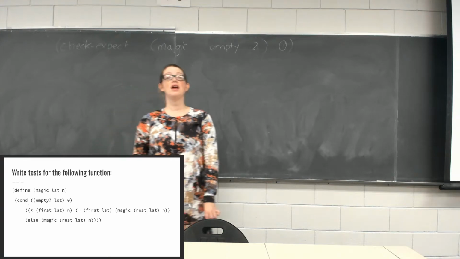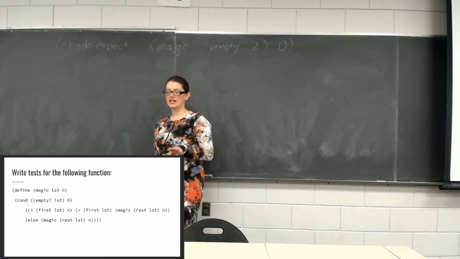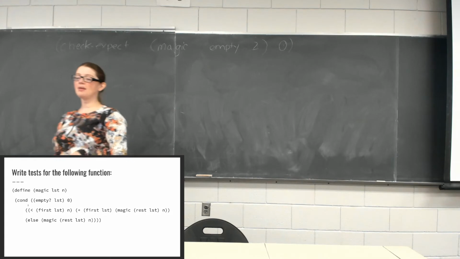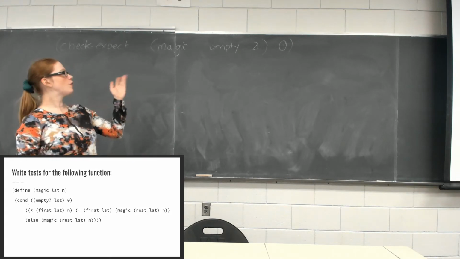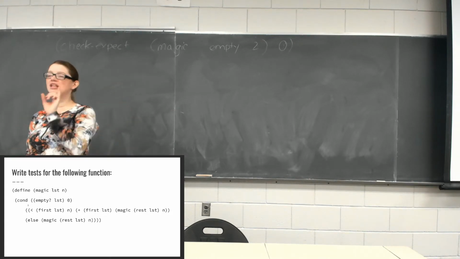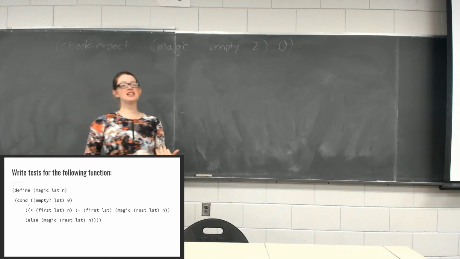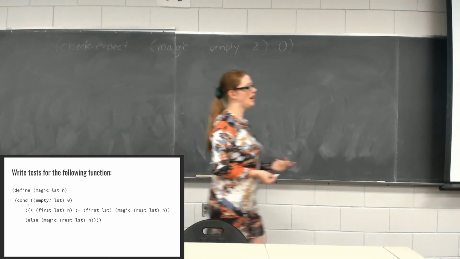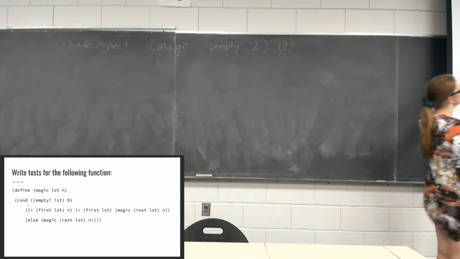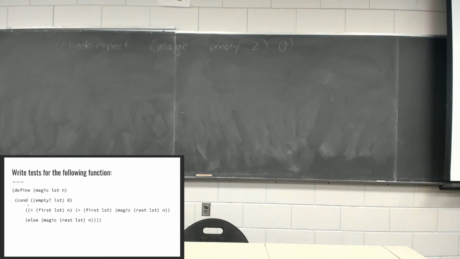Okay, that's a good one. So we actually need quite a few, though, to test here. So what I would do is, we've got a test for when the list is empty. We only need one of those. But now we want to deal with the second condition here, where the question is, the first element of the list is less than n.